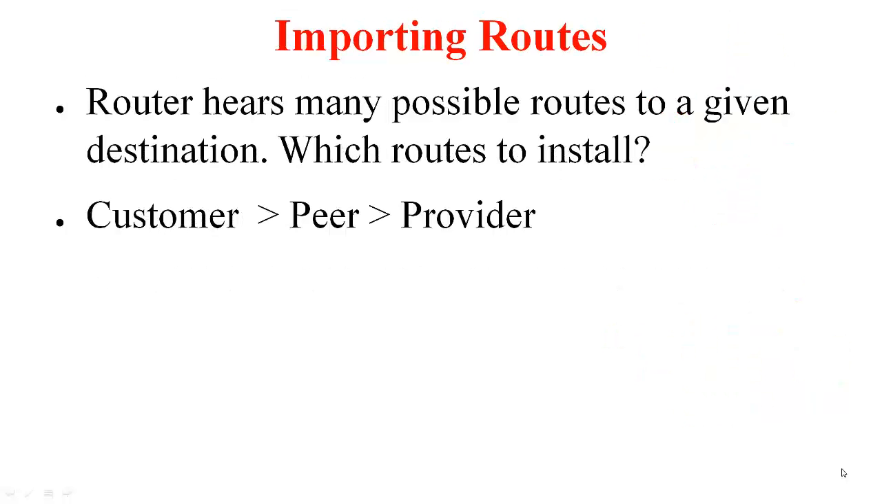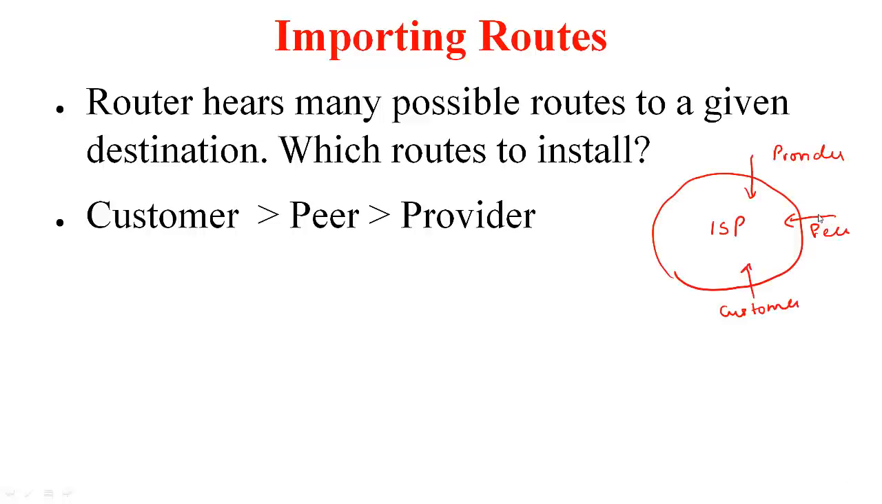So the earlier slides were telling what routes to export. Now in this process, you are going to hear about many routes. Now you have to decide what routes to import. A router within an ISP is going to hear about routes, and these routes can come from different sources. So the route to a given destination can come from a customer, or it can come from a peer, or it can come from a provider. Now which route should it install? So the policy there is this: the customer route should be given more preference over peer and provider.